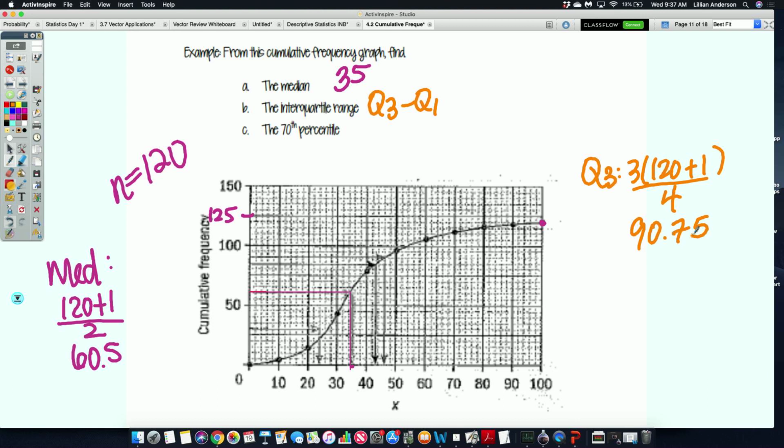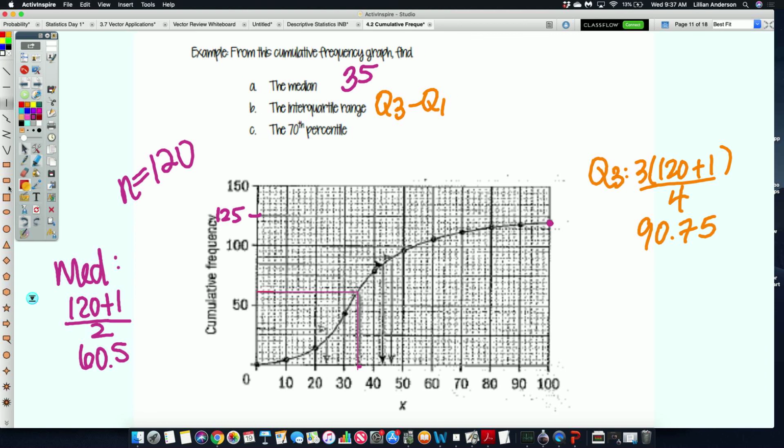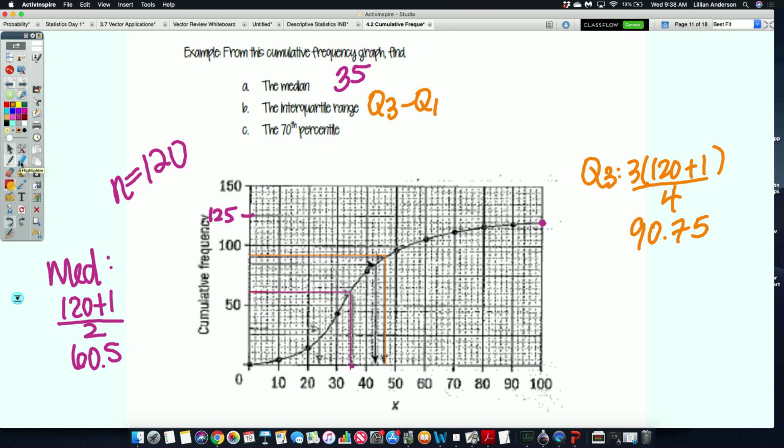So that means I go to 90.75 on my graph, right? Yes. Then I drop down that vertical line. What value is that? Really bad copy. What value? Be about 46.